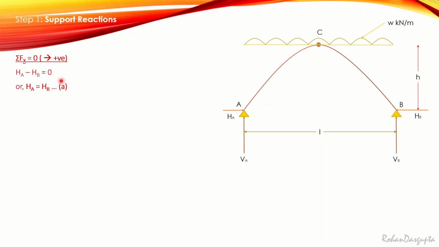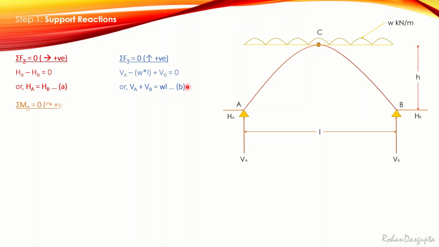Now the second equation of equilibrium that I'm going to use is summation of Fy equals 0, and I'm going to consider the forces in the upwards direction as positive. The forces in the vertical directions are VA in the upward direction, this entire W into L, that means this entire UDL in the downward direction, and VB again in the upward direction. So this equation becomes VA minus W into L plus VB equals 0, and simply I can write this as VA plus VB equals WL. Let that be my equation B.